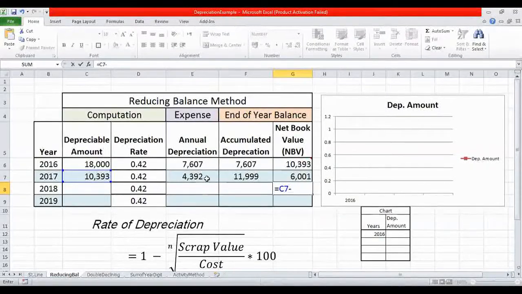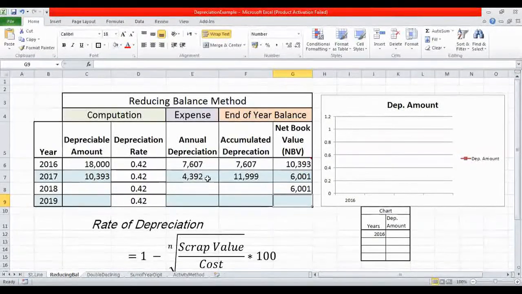So this value minus the annual depreciation, you can see it is giving me totally the same answer. It depends upon you, whatever you like to do. You can subtract 10,399 from 18,000, or you can subtract 4,392 from 10,393. Both are giving you the same answer, 6,001.